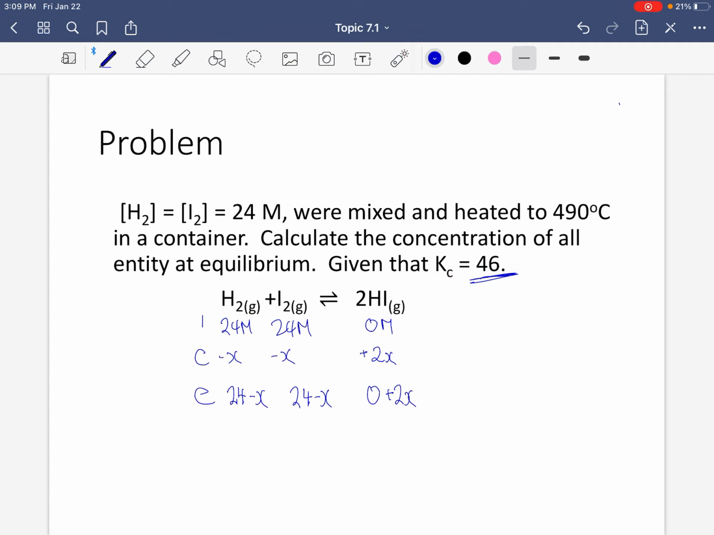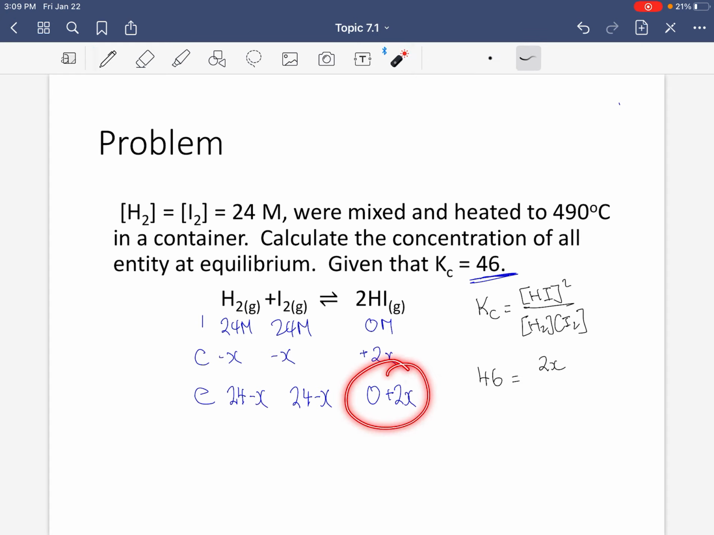Oh my gosh. If you're thinking math, you should think to yourself, okay, this is not good. Let's take a look at the Kc expression. The Kc expression, which I've written probably 100 times now, is HI squared over H2 times I2. Let's plug everything that we know in, okay? Kc is 46. Ooh, whoopee-doo. HI is 2x, right? 2x. You can plug that in there. Squared.